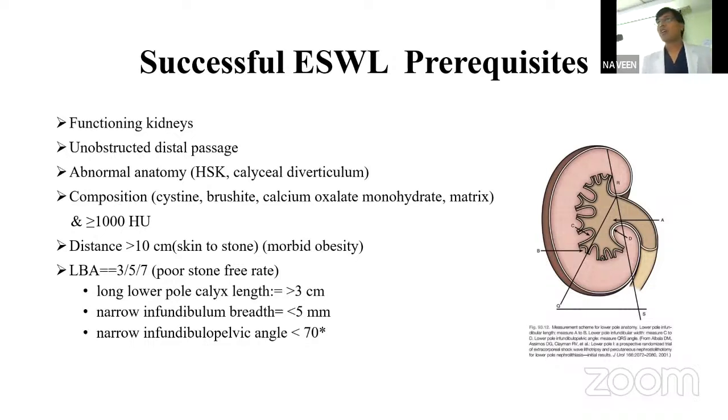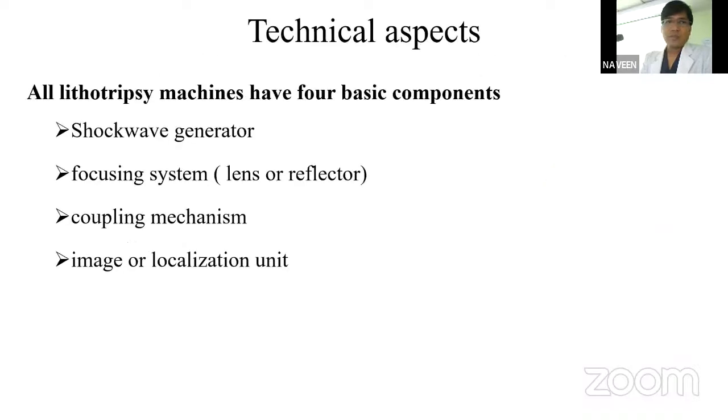And if the distance from stone to skin is more than 10 centimeters, it leads to a poor stone-free rate. Also, with unfavorable lower pole anatomy, like a long lower pole calyx of more than 3 centimeters, a narrow infundibular width of less than 5 mm, and a narrow infundibulopelvic angle of less than 70 degrees, it will lead to a very poor stone-free rate.